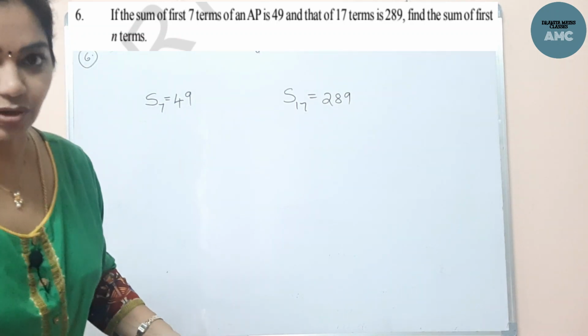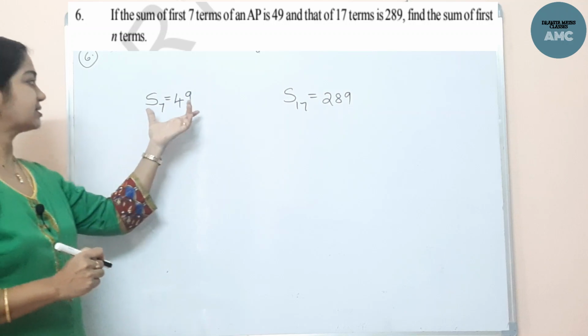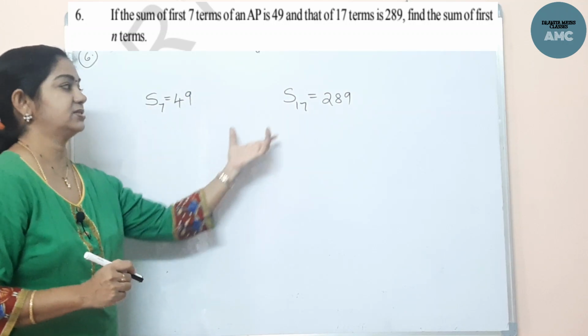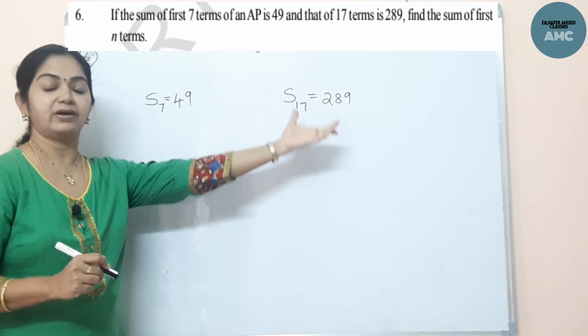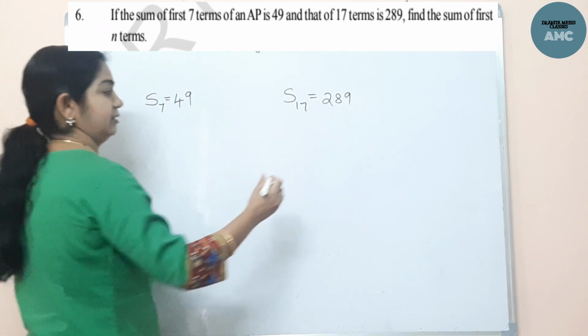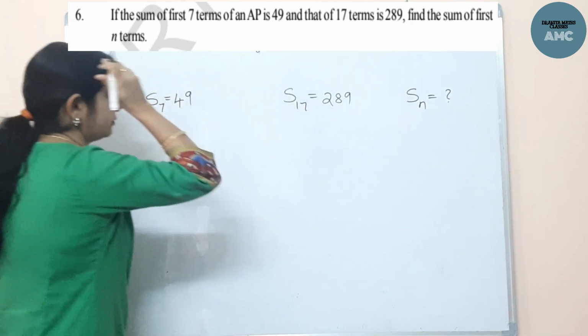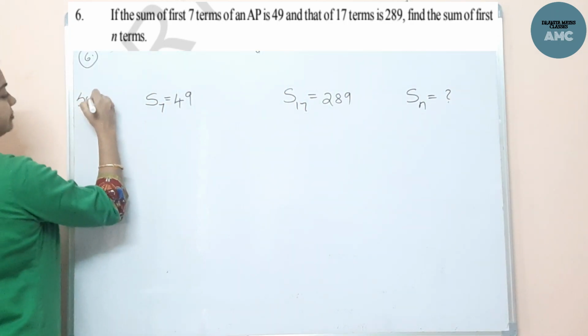Here A is not given, D is not given, and also n is not given. Just the sum of 7 terms and the sum of 17 terms are given. We have to find the sum of n terms, Sn. So with this given data, let's start.